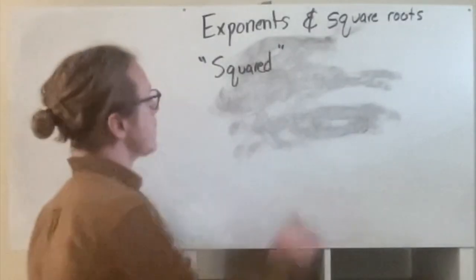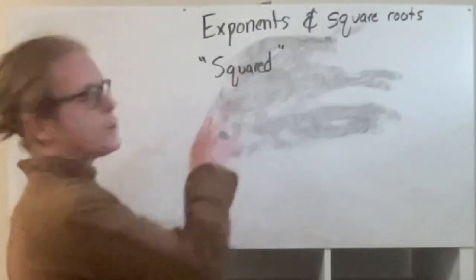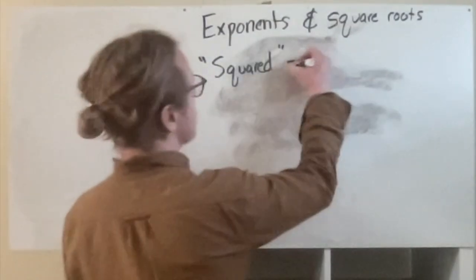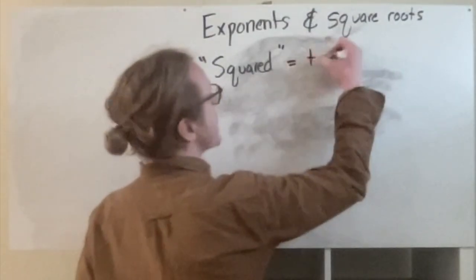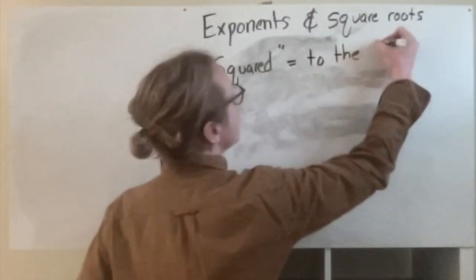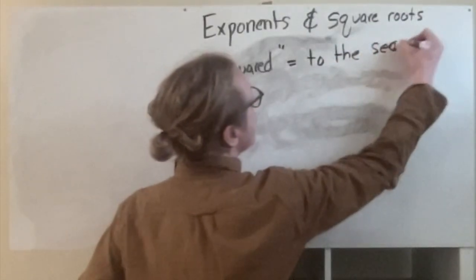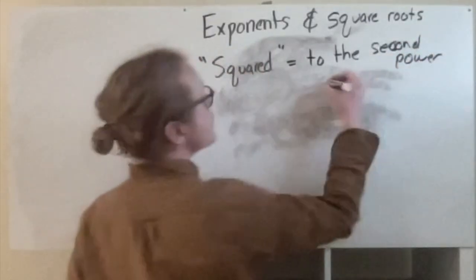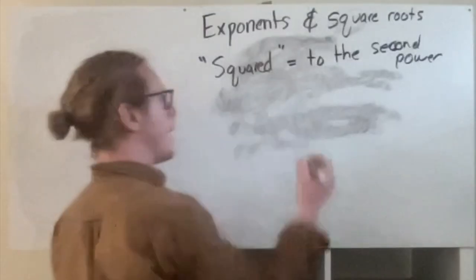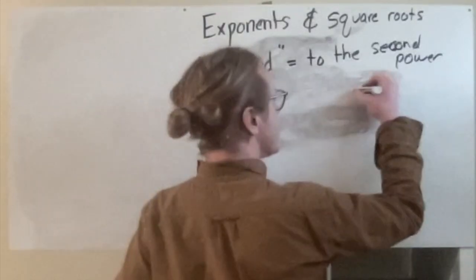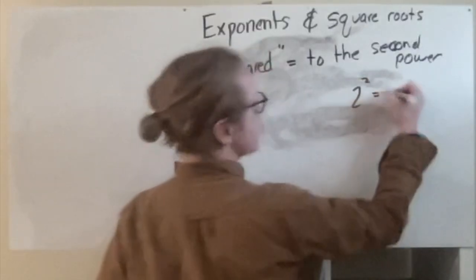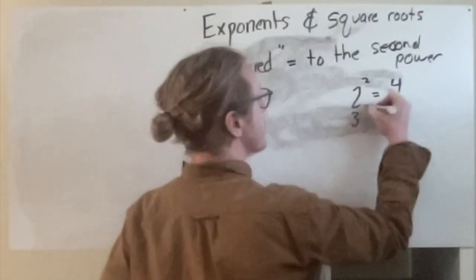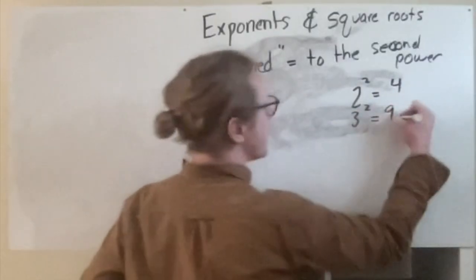Okay, the next thing we're going to talk about is what does it mean to square a number? Or what does it mean if we say we have a number squared? So this specifically means to the second power, or to the power of 2. So, for instance, 2 squared is 2 times 2, which is 4. 3 squared, 3 times 3, 9.